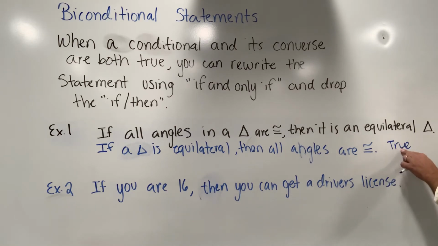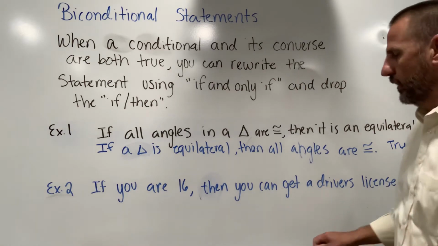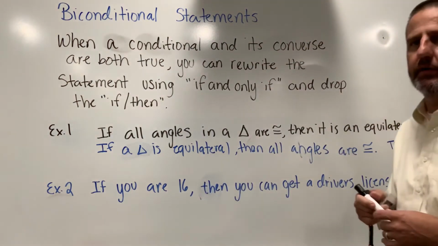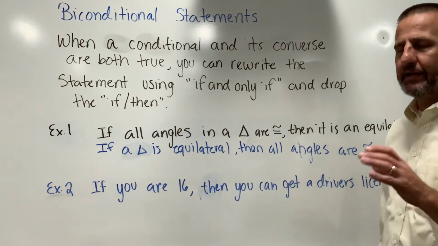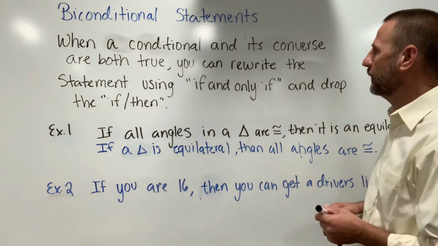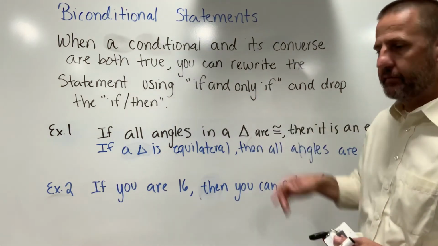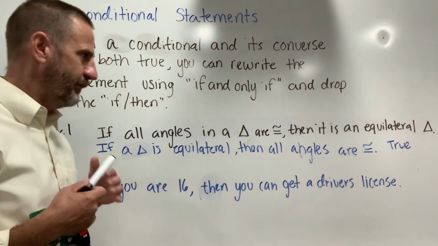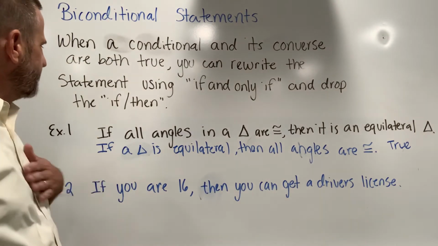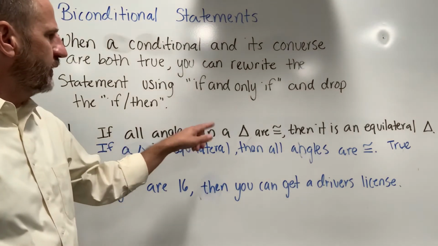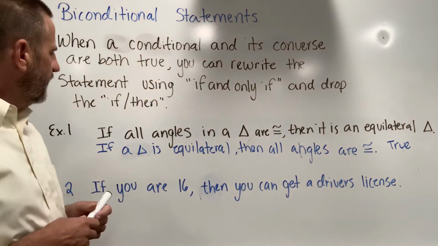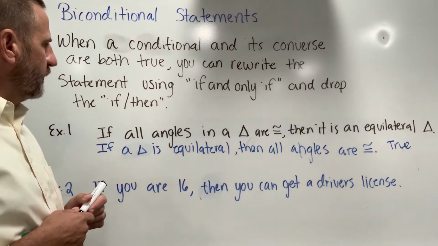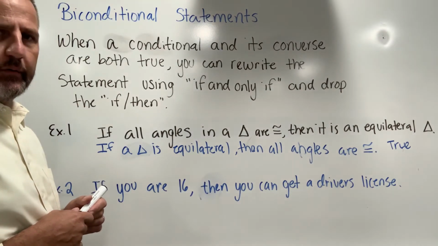So that means that we can combine these two to make something called a biconditional. When we write a biconditional, we drop the whole if-then and we just make it a sentence. In that sentence, we're going to have to include one key term, and that is if and only if. Sometimes I have to think it over, to make sure that I can make it into a complete sentence so that it makes sense. The original says if all angles in a triangle are congruent, then it's equilateral. And I would start off with: all angles are congruent if and only if it's equilateral.